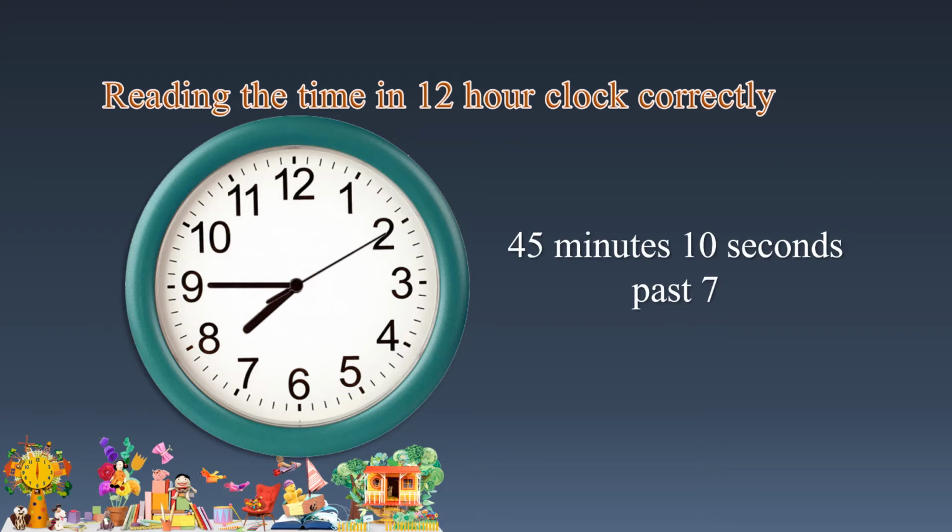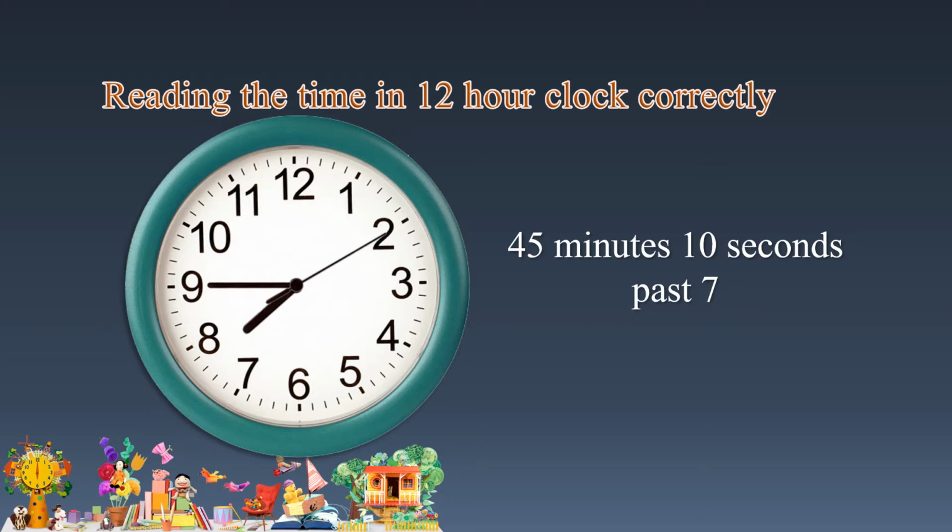We'll consider another example. Now, have a look at this clock. Now, the hour hand is near 8. But still it has not completely gone to 8. Now where is the minute hand? It's near 9. That means it has passed 45 small lines. So we can consider it as 45 minutes. Then we'll have a look at the second hand. Second hand is near 2. That means it has passed 10 small lines. So we can consider it as 10 seconds.